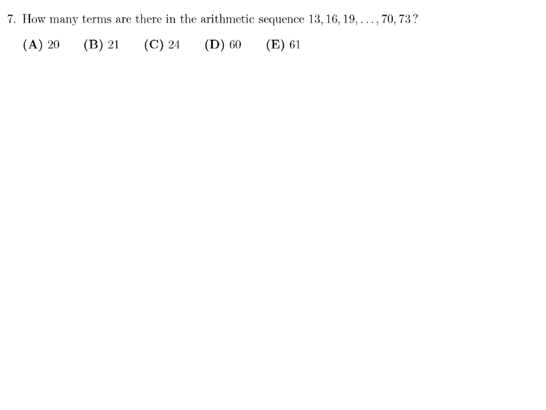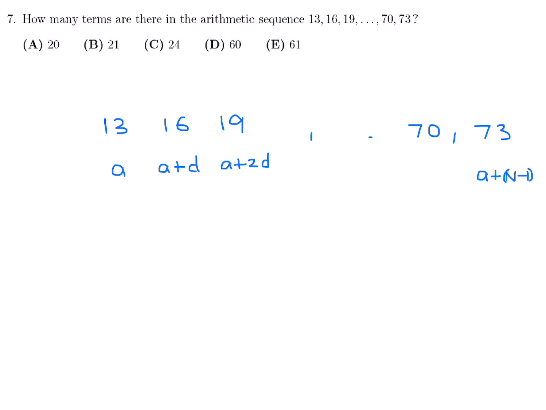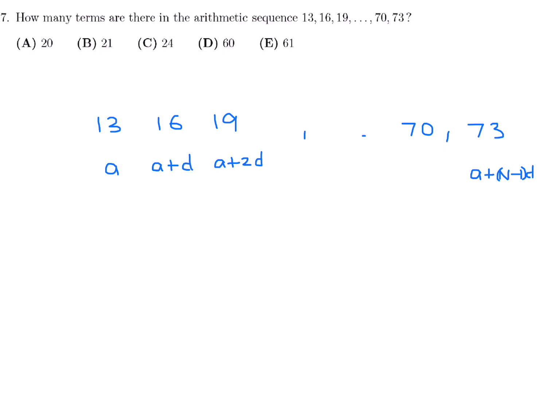How many terms are in the arithmetic sequence 13, 16, all the way to 73? Well, we have an arithmetic sequence, and it goes all the way until 73. Now, in any arithmetic sequence, it's of the form A plus D, A plus 2D, and so on, right? And at the very end, be careful, it's A plus N minus 1 D, where N represents the number of terms. So there's N terms, and the very last term is A plus N minus 1 D.